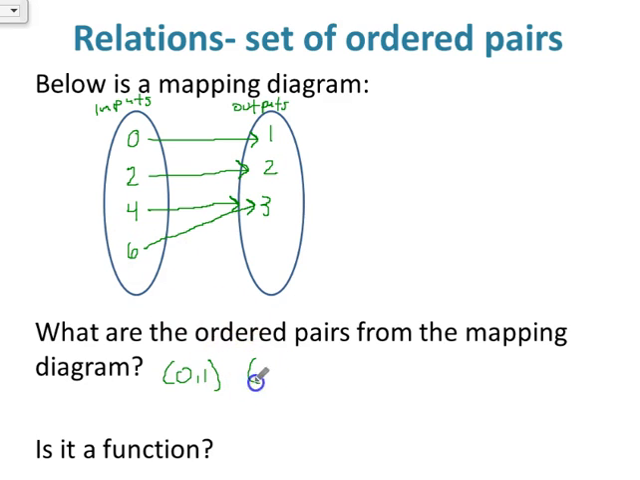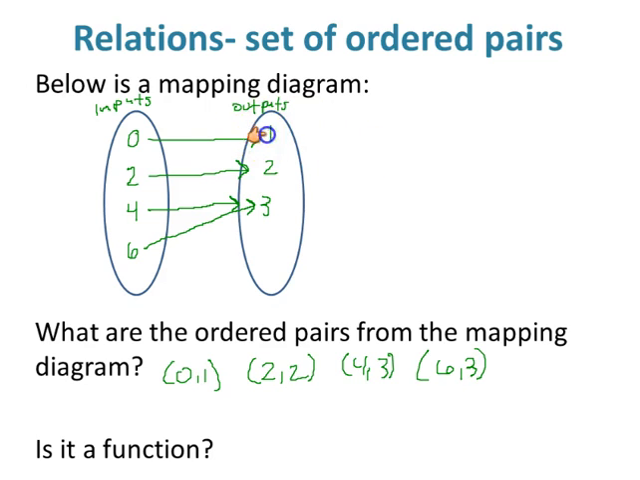Our next one is 2, 2. Our next one is 4, 3. And our last one, 6, is also pointing to 3. So now, is this a function? Remember, all of our outputs should only be pointing to one input in order to be a function. So the outputs should only have one input if it's a function.